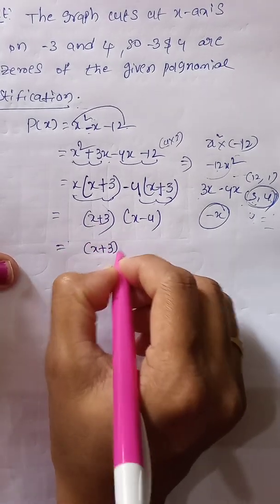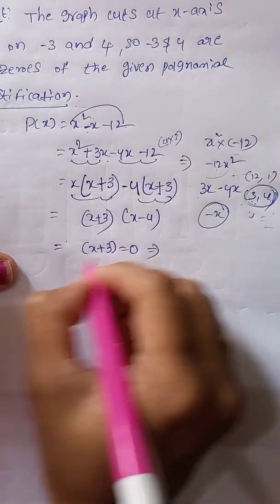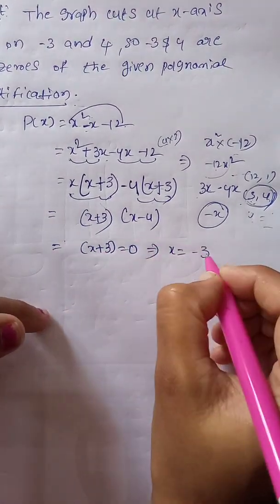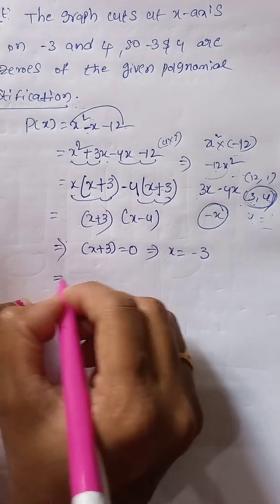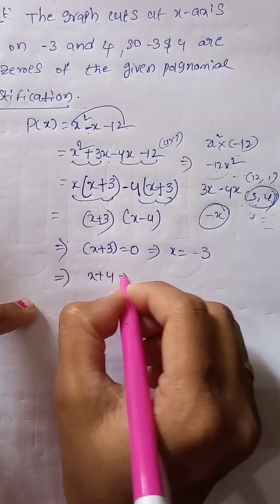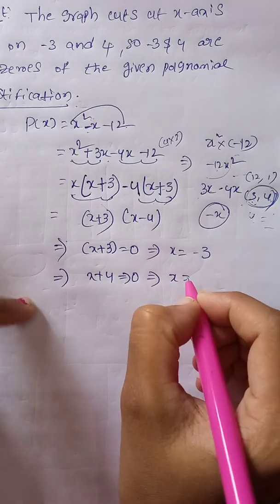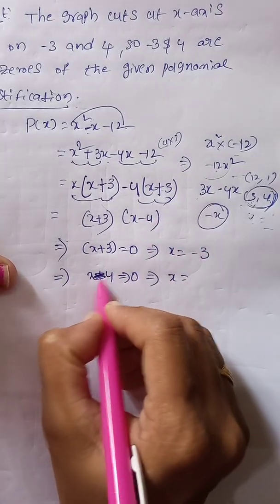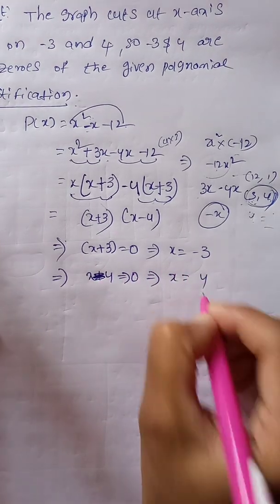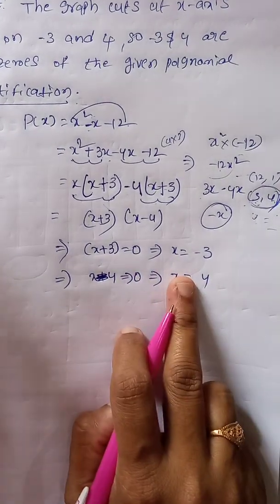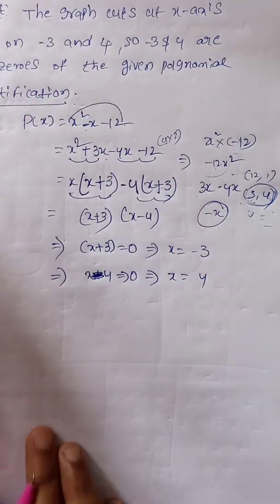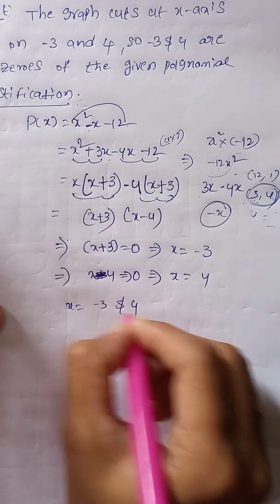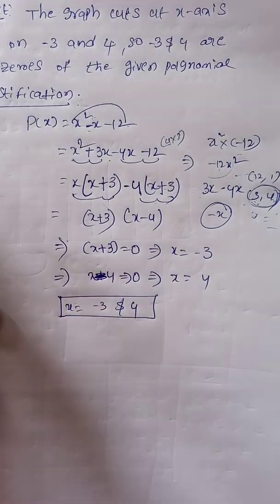x plus 3 equal to 0, so x equal to minus 3. It moves from LHS to RHS, it becomes minus 3. Next, x minus 4 equal to 0, so it moves from LHS to RHS and becomes 4. So here also we are getting the same minus 3 and 4. So the zeros of the polynomial are minus 3 and 4. Our answer is correct.